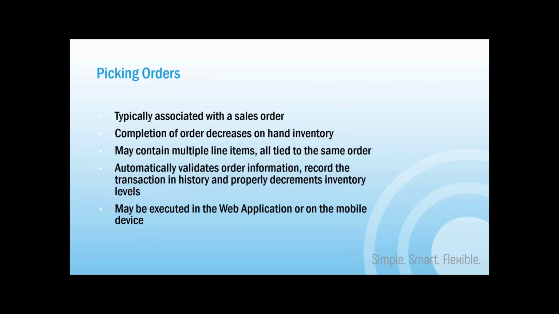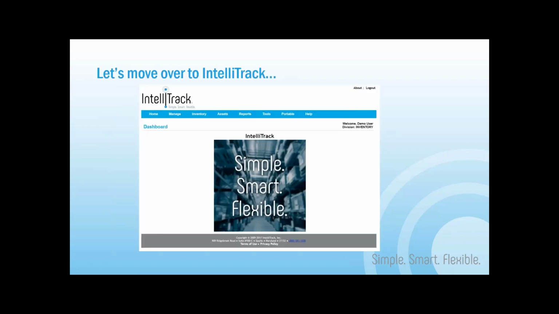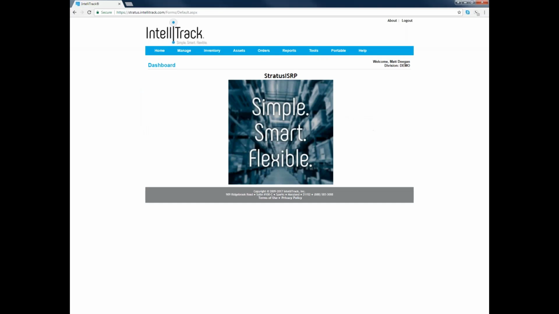A picking order is typically associated with a sales order, and its completion results in decreasing your on-hand inventory. A picking order must include an order number, date, customer, and at least one line item, and that's the item, or items, that is to be picked. A picking order may contain multiple line items, and they're all tied to the same order number. IntelliTrack will automatically validate the information on the picking order, record the transaction into history, and properly decrement your inventory levels. So let's move over to IntelliTrack and take a hands-on look at both receiving orders and picking orders.